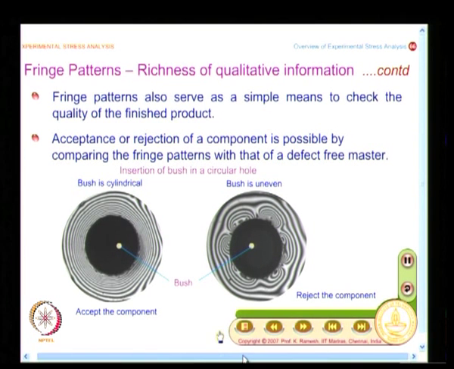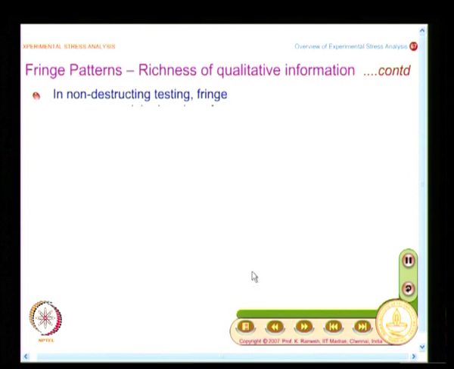So, now you realize that by looking at mere fringe patterns, we have extracted quite a bit of data. We can find out stress concentration zones, we can compare different designs, we can also accept or reject a component based on some of this information. So, that is quite useful. I mean, we have been able to take note of this.